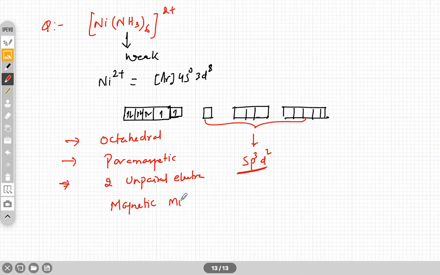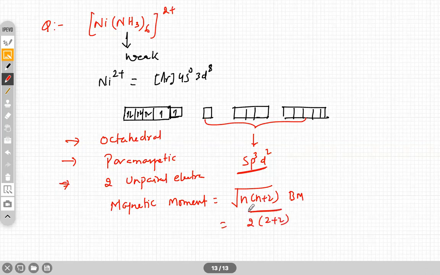Magnetic moment is calculated by this formula, which we have also done last year in atomic structure: root under n into n plus 2 BM, Bohr magneton, where n is the number of unpaired electrons. You substitute n value 2 here: 2 into 2 plus 2, that is root under 8, and that value is 2.83 BM. So this value you must remember.